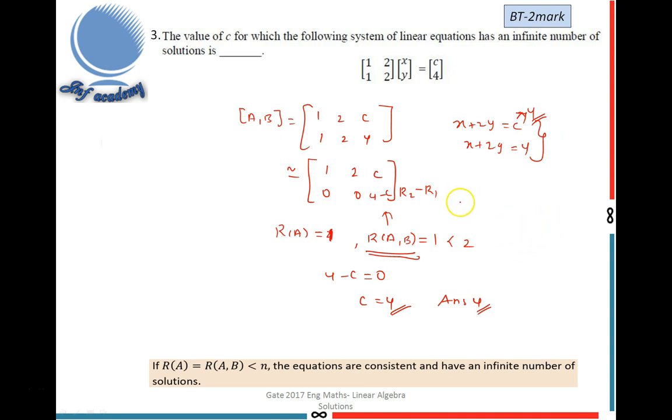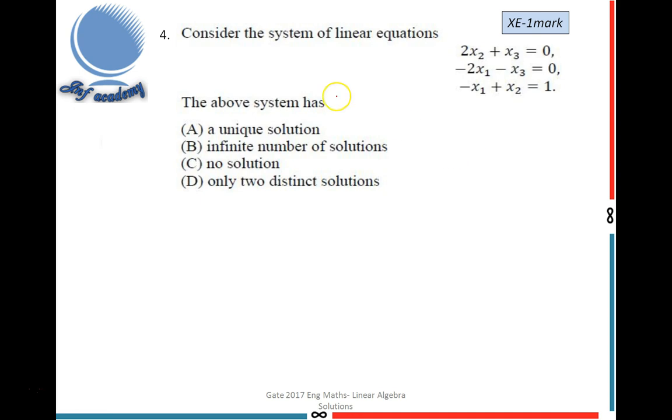Now let's move on to the fourth problem. Consider the system of linear equations. Three equations are given. The above system has what type of solution? This question is from the XC department. It has 1 mark. First I write the augmented matrix A comma B.